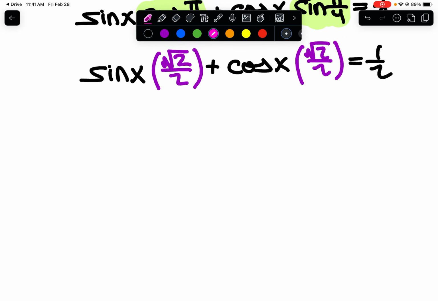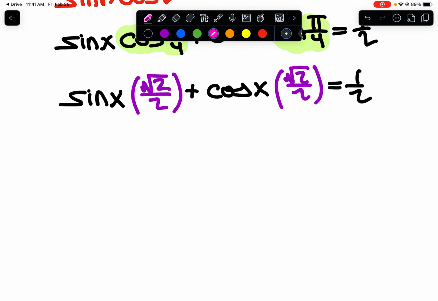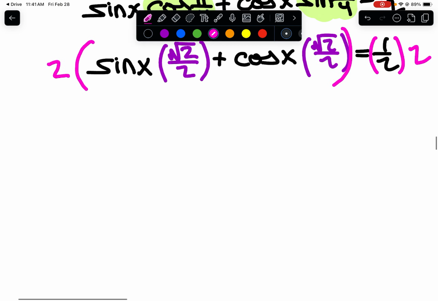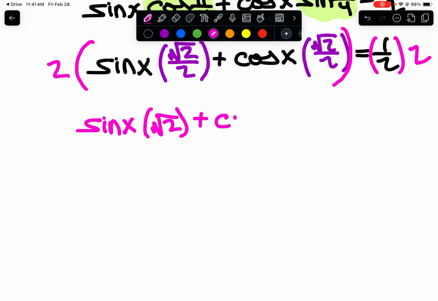Now when you get here, technically, yes, it's been rewritten and simplified. However, there are various forms in which you could be expected to write these. If you look, we also have denominator values of 2 across the board. Whenever that happens, what we typically like to do is get rid of these fractions. So I'm going to multiply everything by 2. Doing that means we're going to have sine of x times root 2, plus cosine of x times root 2, and that's going to equal 1.